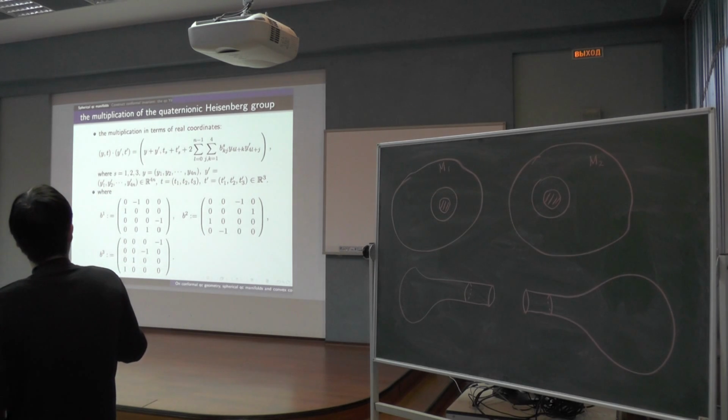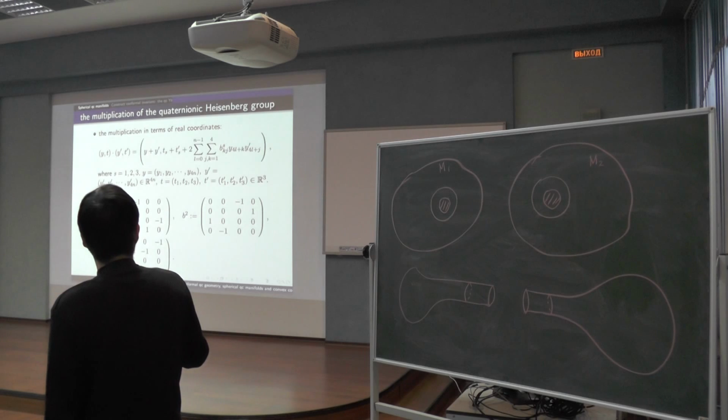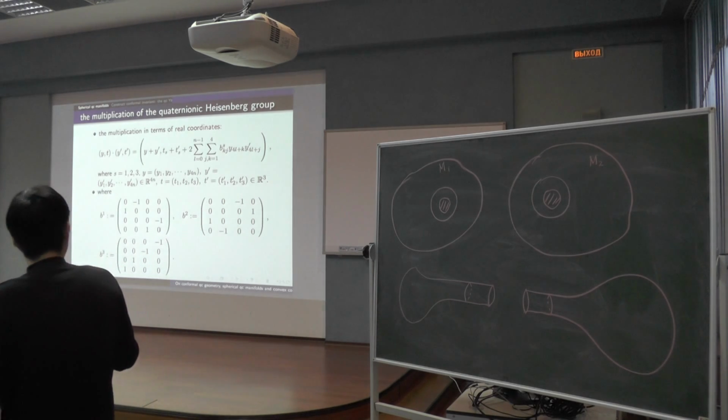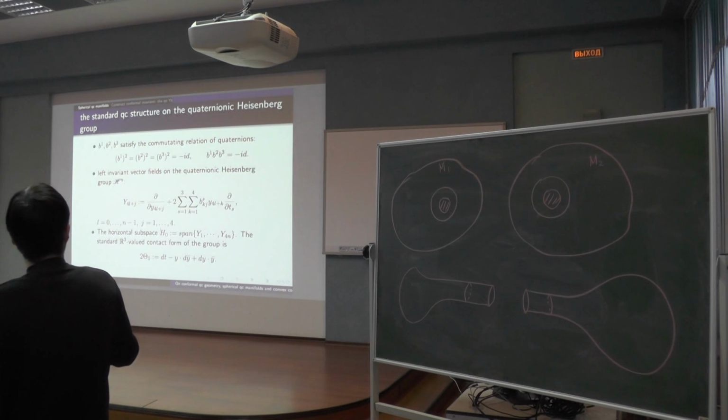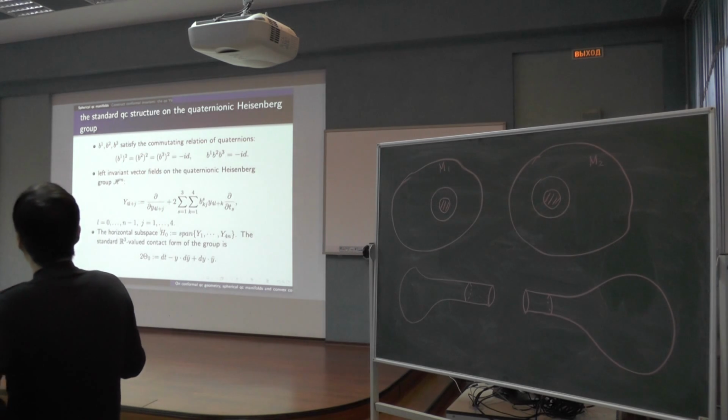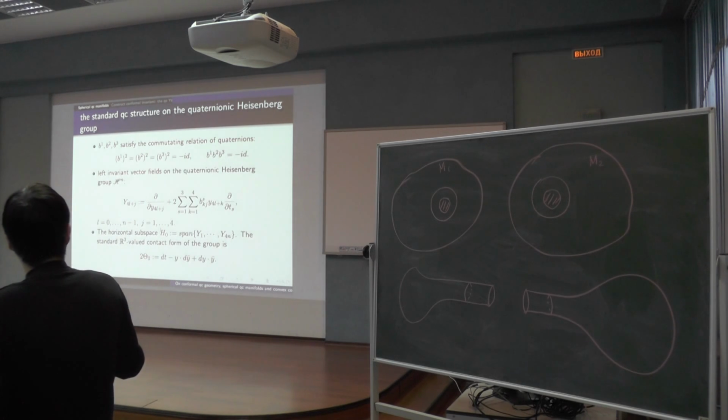We can write the multiplication in terms of quadratic forms. So we have three matrices B1, B2, B3, and B1, B2, B3 also satisfy the commutation relations of quaternions. Then we can write down the left invariant vector fields just by definition, and our horizontal subspace is spanned by these 4n vector fields.